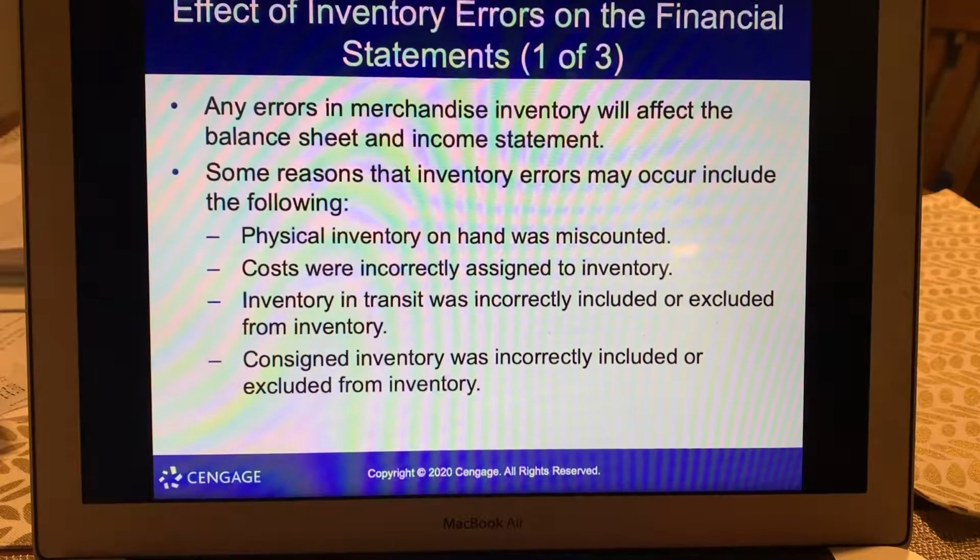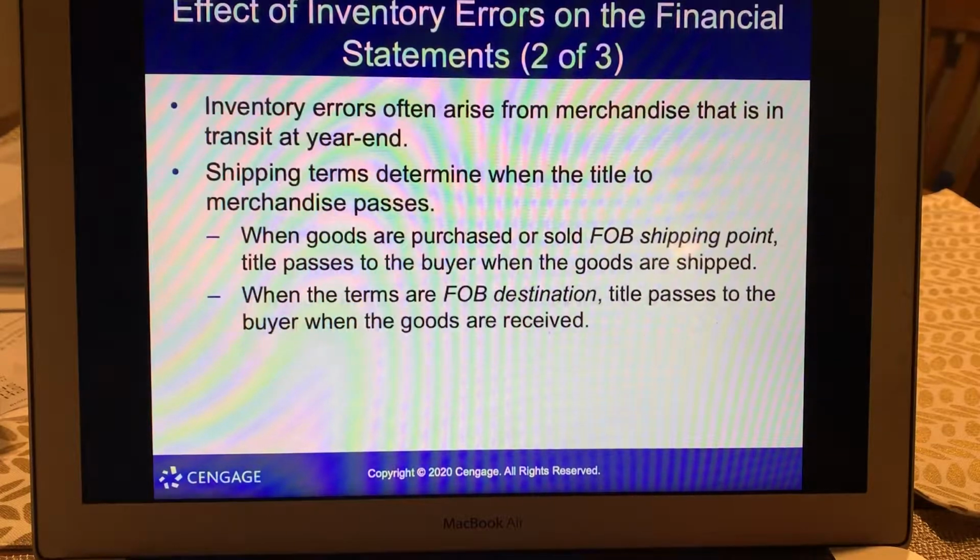Any errors in merchandise inventory will affect the balance sheet and income statement. Some reasons that inventory errors may occur include the following: physical inventory on hand was miscounted, costs were incorrectly assigned, inventory in transit is incorrectly included or excluded, consigned inventory was incorrectly included or excluded from inventory. So errors often arise from merchandise in transit.